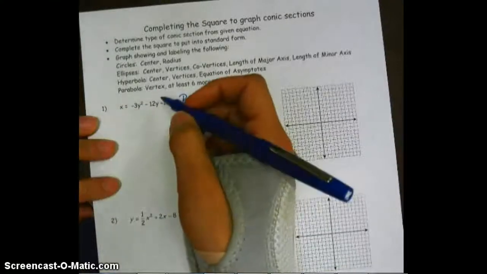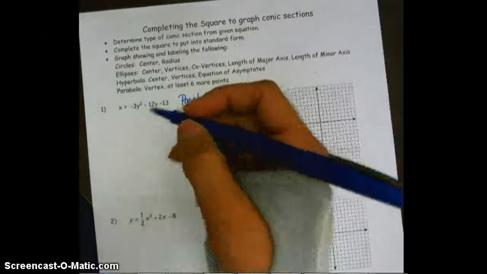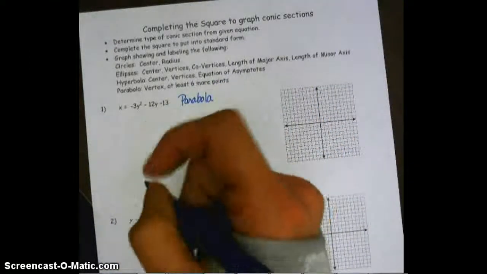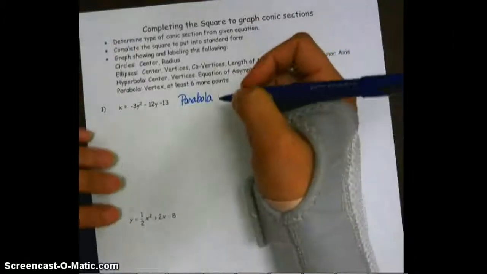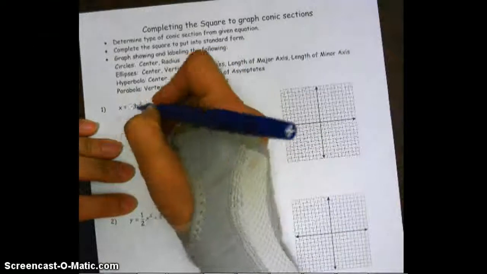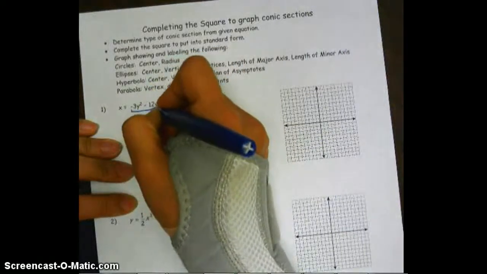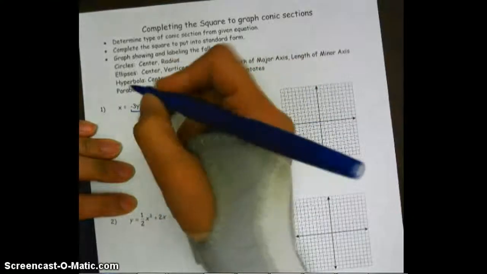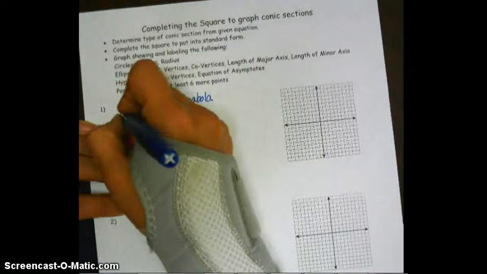All right, so next what we're going to do is try to factor this into a perfect square trinomial, so that way it'll look more like the standard form for a parabola and we can graph it easier. To do that, we need to isolate the part that we need to factor into a perfect square trinomial, which is this part. So negative 13 has to move to the other side temporarily. We're going to do a plus 13 on both sides.